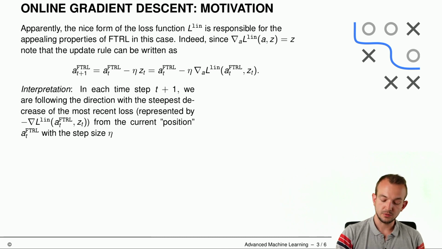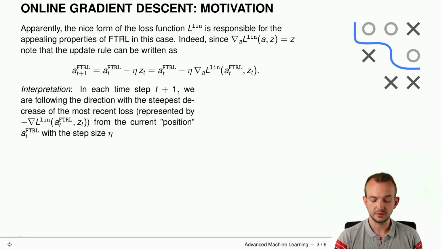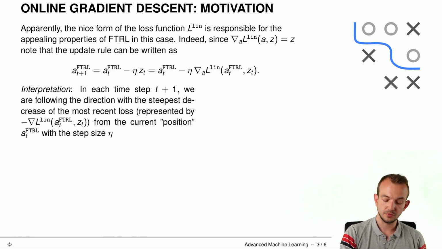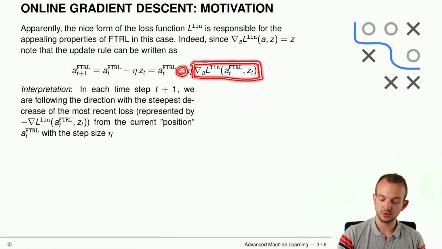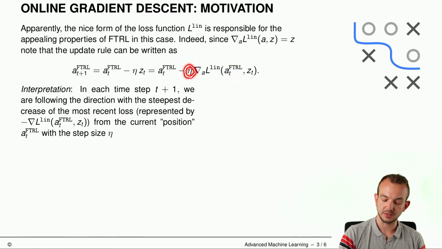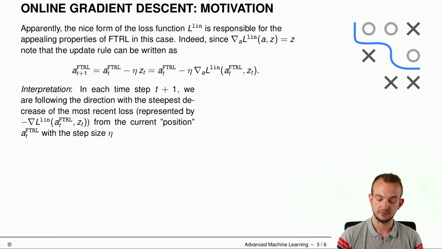And if we have it written in this way, this reminds us a bit of the gradient descent, in the sense that for the next step, we are looking at the current position we are, and we go into the direction with the steepest decrease, which is represented by the linear loss function, or the most recent loss function, because this is also depending on the Z_t. And we go into this direction with the step size eta, which is the regularization magnitude we have.